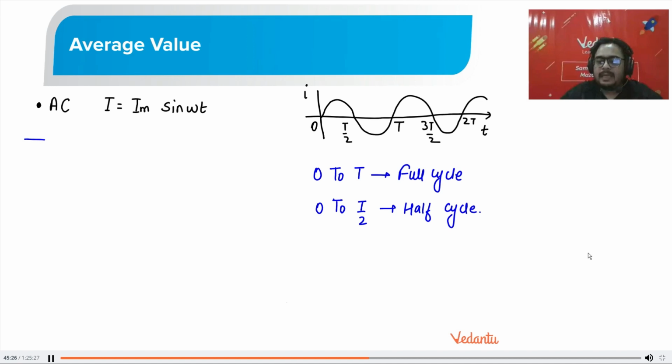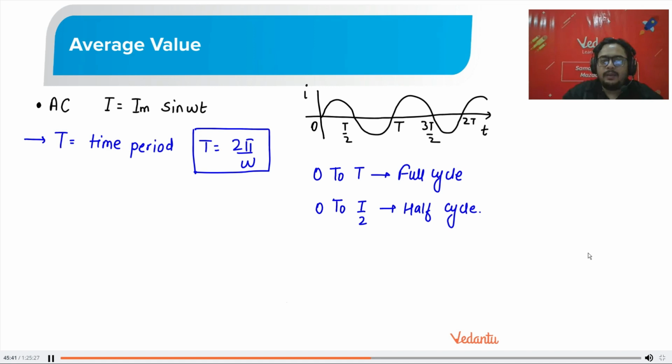Is that clear to everyone? The time period T is simply given by 2 pi by omega. So if you know the angular frequency, you can calculate the time period of alternating current. Note down this formula. This is very, very important. And please understand the difference between full cycle and half cycle. Okay, any doubts in full cycle and half cycle? Any doubts?